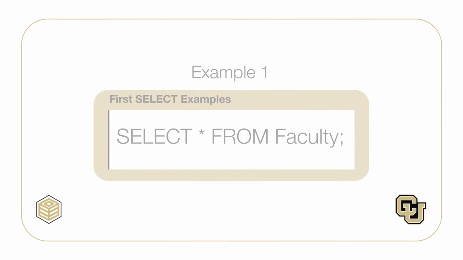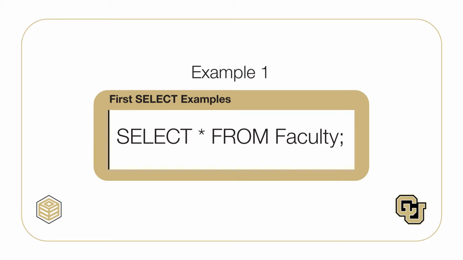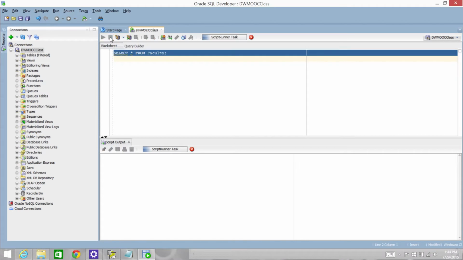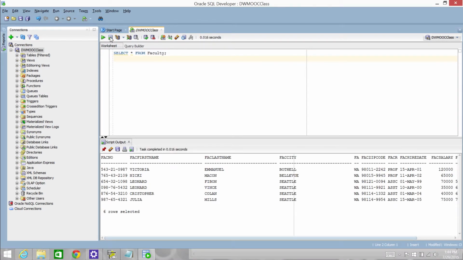The first example retrieves all columns and rows from the faculty table. The asterisk following the select keyword means all columns of the tables in the from clause. The absence of a where clause means that all rows of the tables in the from clause are in the result. Let's execute the first example in the SQL Developer. The result contains 6 rows and all columns of the faculty table.